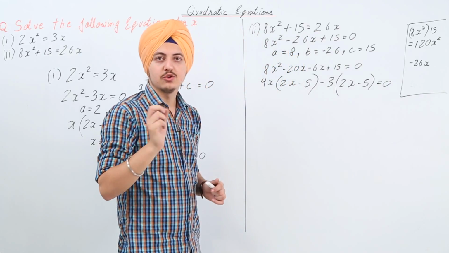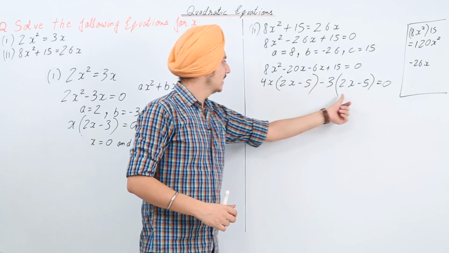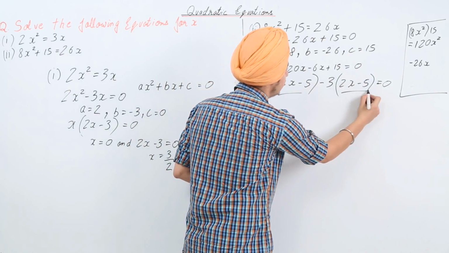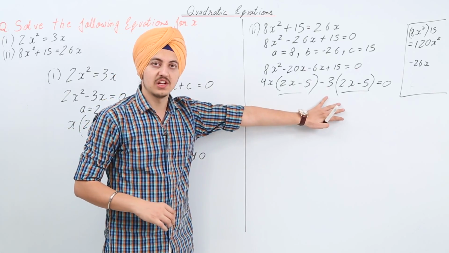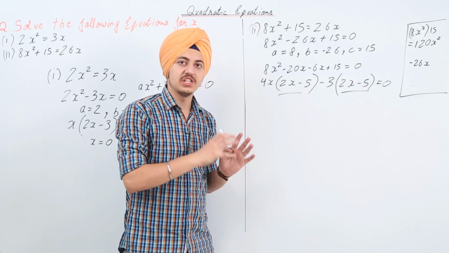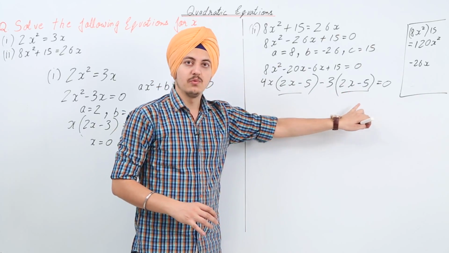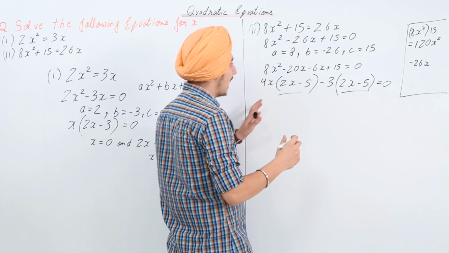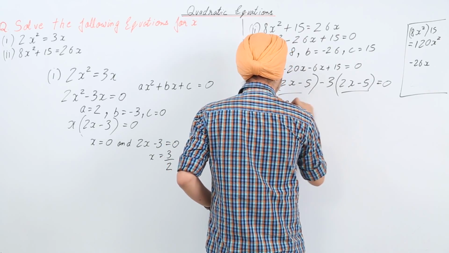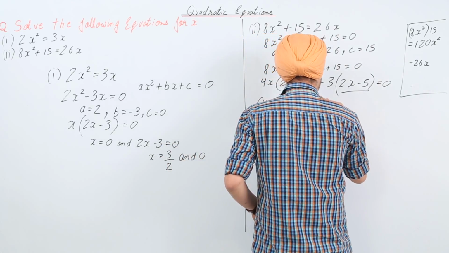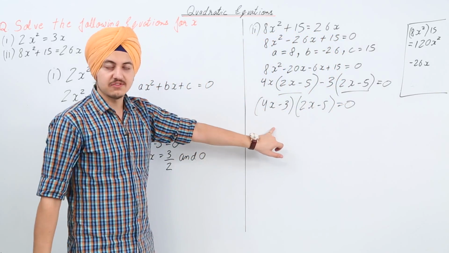Now one thing that has to be noted is that this bracket and this bracket, both of these terms will always be equal. This is a way to recheck your sum, to see that it is coming out correct. This term and this term will always be equal. So we have 4x minus 3 into 2x minus 5 equal to 0. This equation becomes this from here.